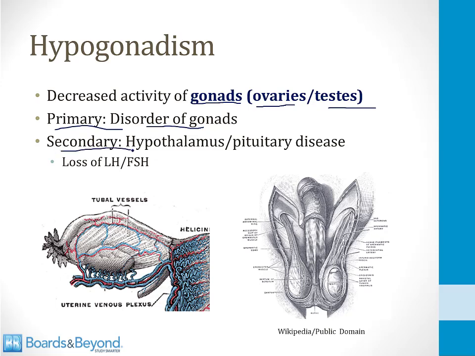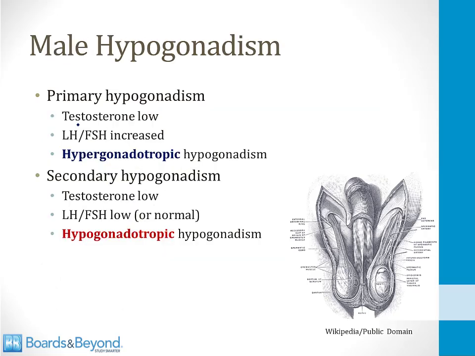Secondary hypogonadism refers to a problem with the hypothalamus or the pituitary gland so that there is loss of LH and FSH to stimulate the gonads. Let's talk about male hypogonadism first. In any form of male hypogonadism, the testosterone levels will be low. That's the defining feature of hypogonadism.